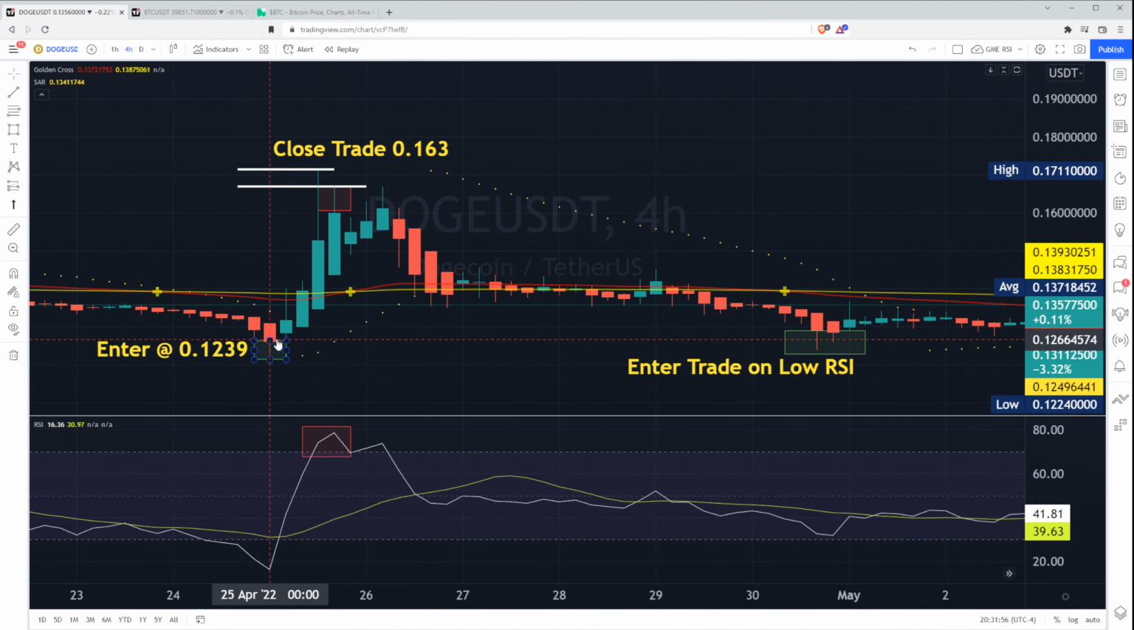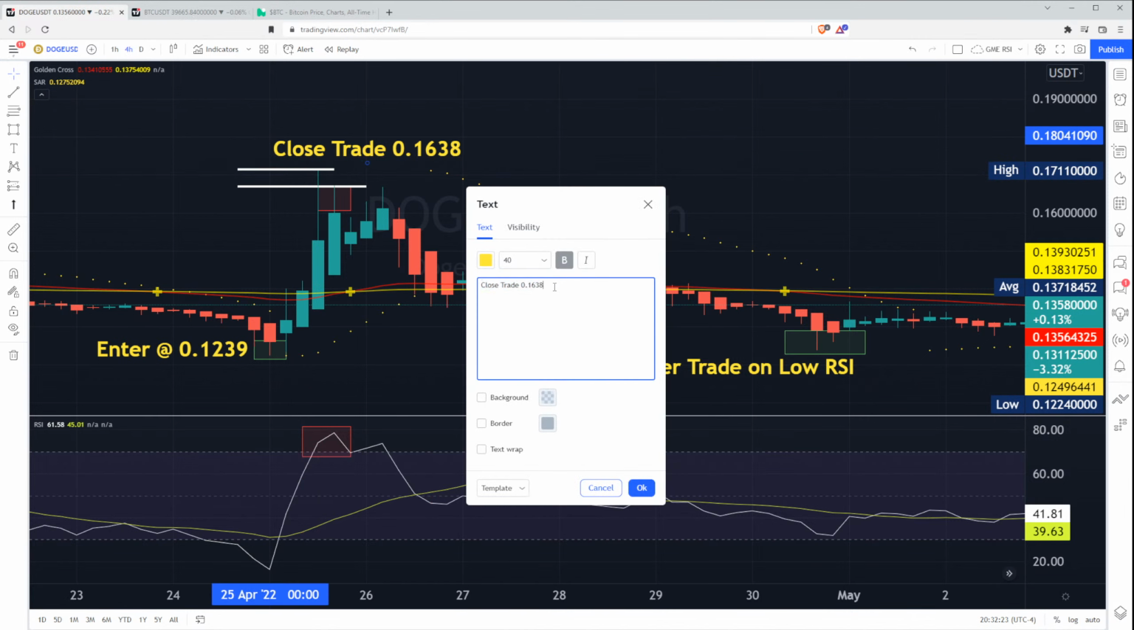So this is 4, 8, 12, 16, 20. So within 20 hours, you're earning almost 4 cents per Doge. You could have secured it at 16.9. You could have set a stop loss at 16.8 and it would have triggered.